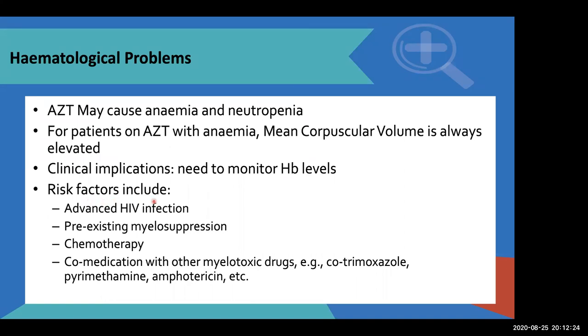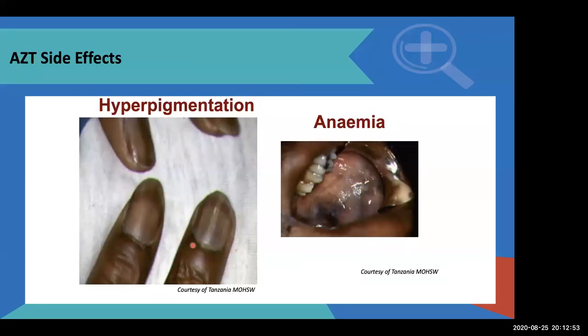Risk factors are patients who start ARVs when they are significantly immunosuppressed, and patients who are taking other drugs that are likely to suppress the bone marrow, drugs like cotrimoxazole and amphotericin B, which we generally use to treat some of the HIV-associated conditions. In that instance, we might consider avoiding the use of zidovudine or monitoring those patients very closely, right?